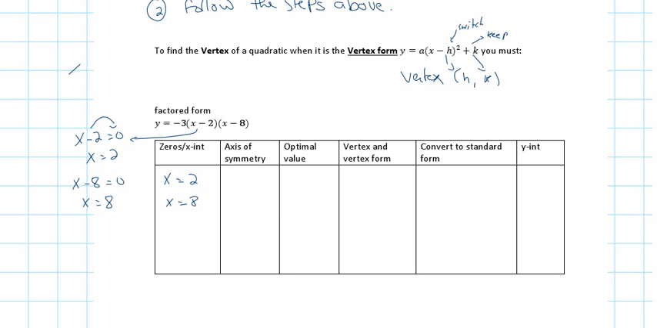How can I find the axis of symmetry then? Adding the zeros and dividing by 2. So if I add 2 plus 8, and then divide by 2, that's 10 divided by 2, which is 5. So far I have the 2 zeros, and I have my axis of symmetry.